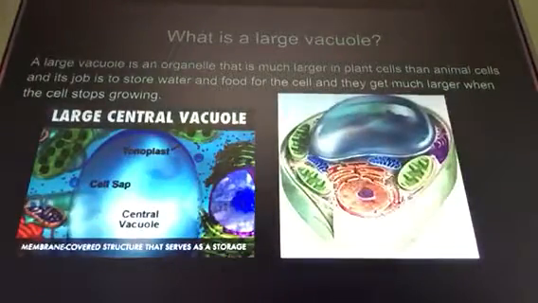What is a large vacuole? A large vacuole is an organelle that is much larger in plant cells than in animal cells. Its job is to store water and food for the cell, and they get much larger when the cell stops growing. They're also a lot bigger in plant cells, because this is how big it is in a plant cell, and then in an actual animal cell.